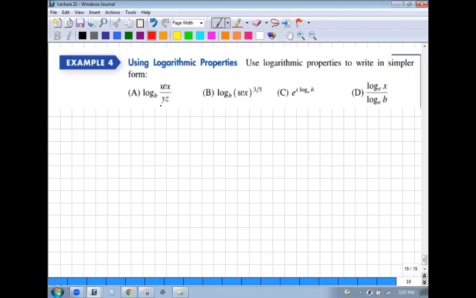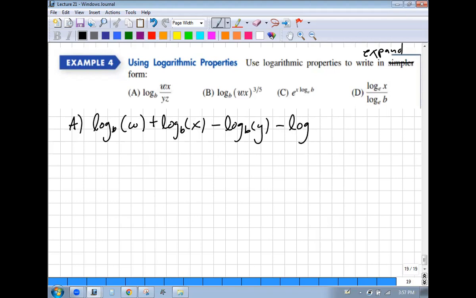Simplify. Okay. For part A here, when they say simplify, they really should be saying expand, because I think this is simple. What they want us to do here is write this as log of W plus log of X minus log of Y minus log of Z. These are multiplying, so you add. These are divided, so they have to be subtracted.